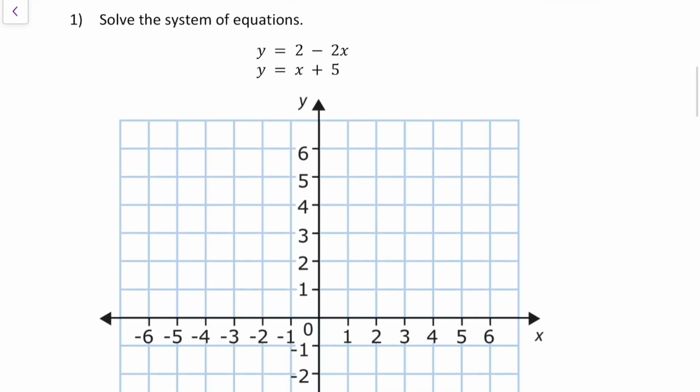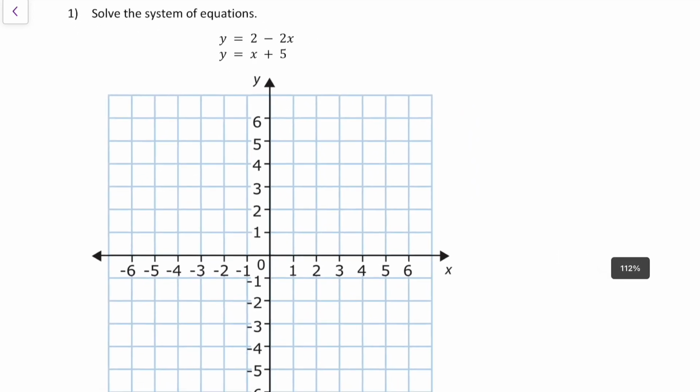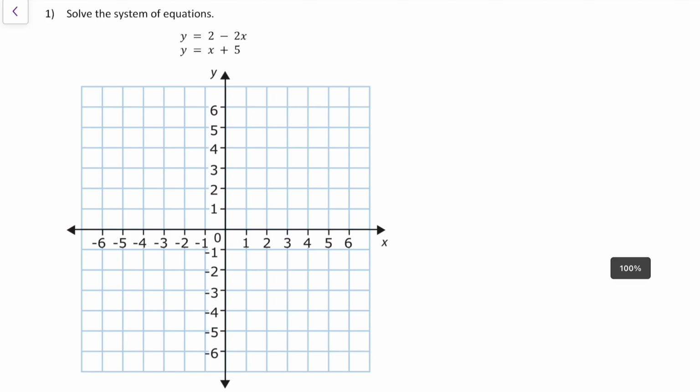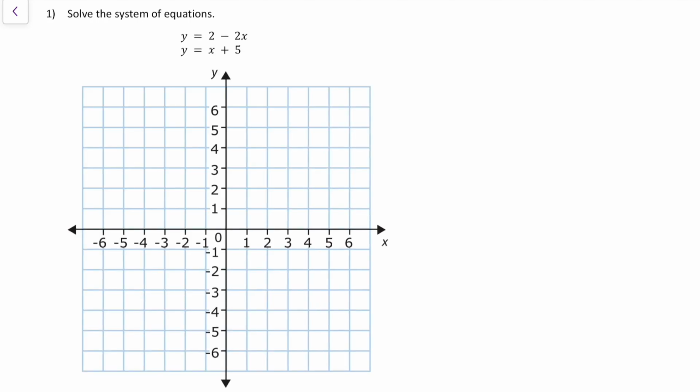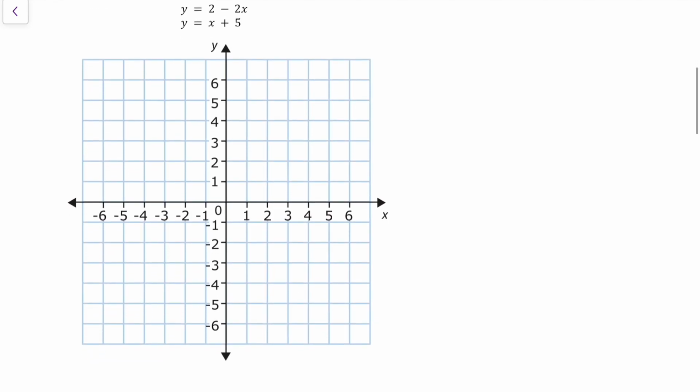So solve the system of equations gives us two lines. Again, what they're asking is what x and y would work in both. And so we're going to look at graphing these equations and seeing where they cross. For this, you are welcome to graph in whichever way you like. You can use a table of values, you can use x, y intercepts, or there's another method you can use, which is to use the slope and the y-intercept.